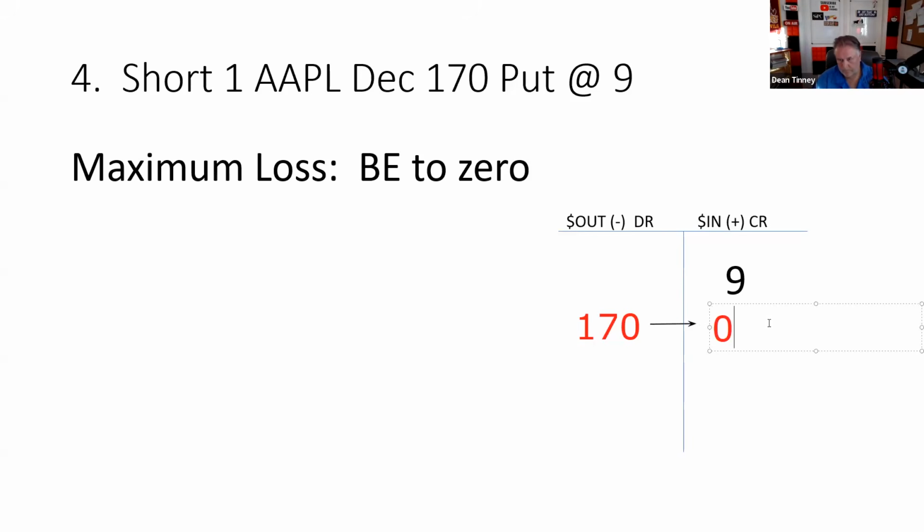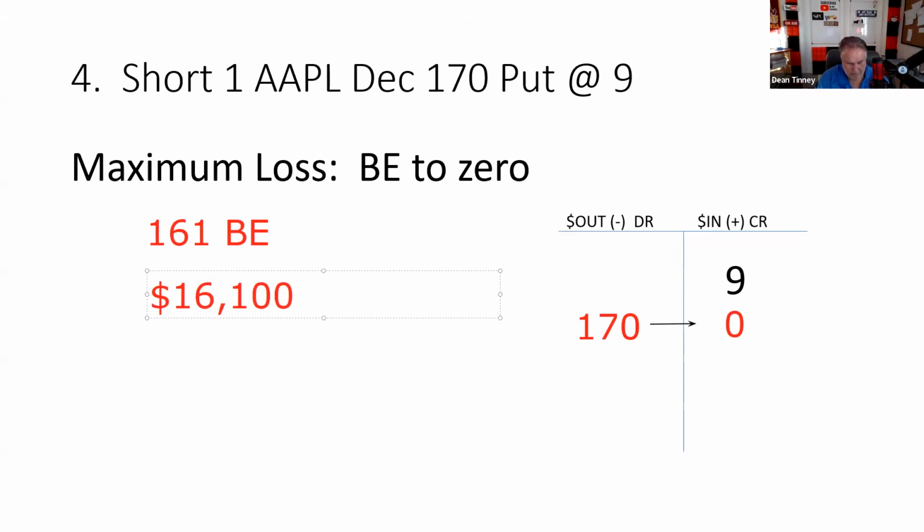Zero. Boom. And so again, the most I can lose, there are a couple of ways to think about it: 170 minus 9 to 0, or 161, the break even, or you could think of it as $16,100. That is our max loss. Now, by the way, it's definable, so I can actually tell you what that is. All right, so one other thing here.